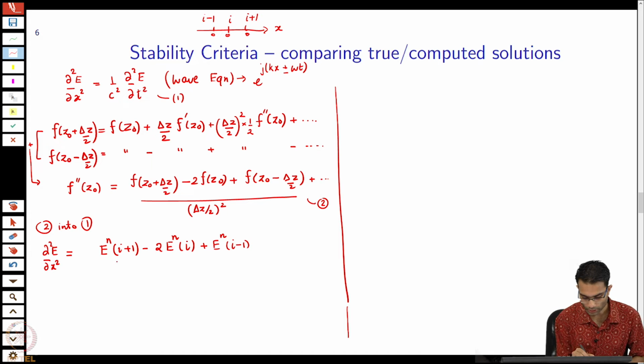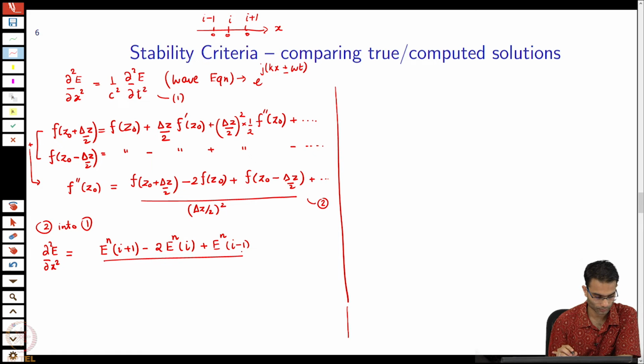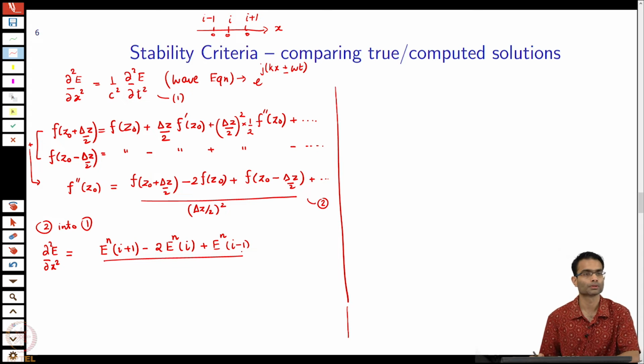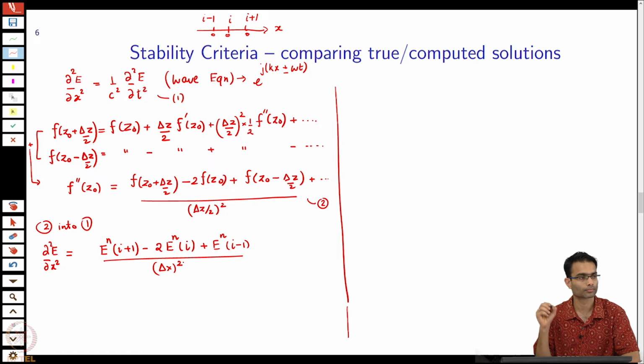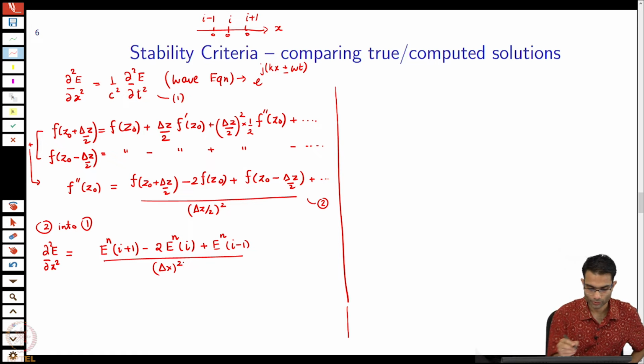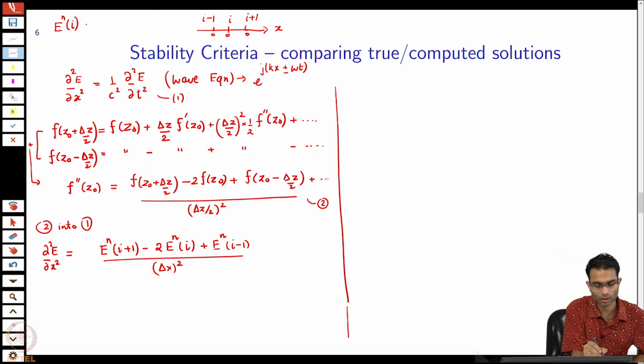No, it is the same, and divided by what? Not 1. No, come on. What is the denominator of equation 2? Delta x whole squared, right? So, you are probably forgetting what is meant by this. This means electric field at t equal to n delta t and x equal to x naught plus I delta x.